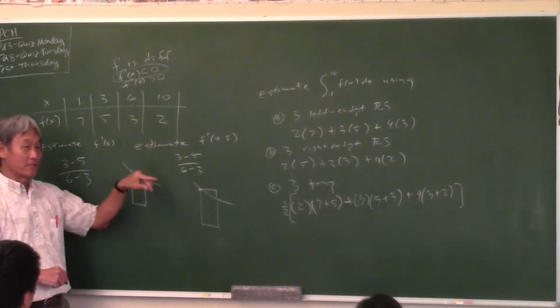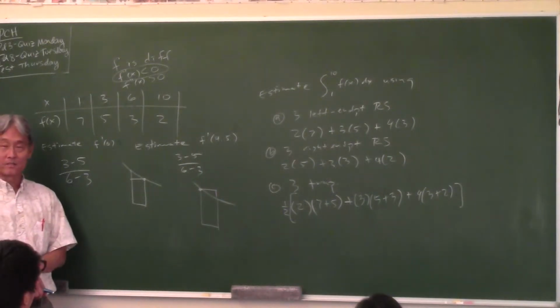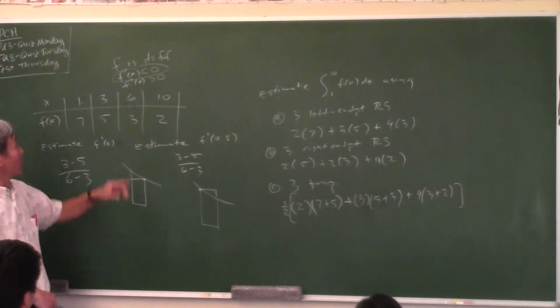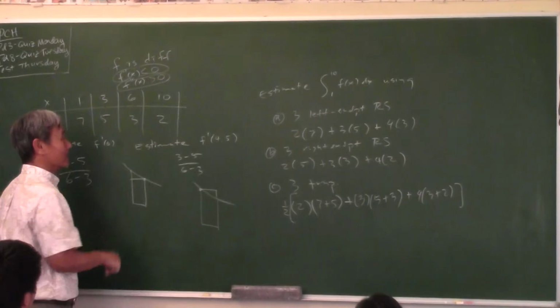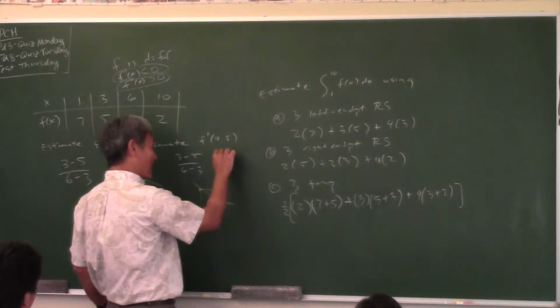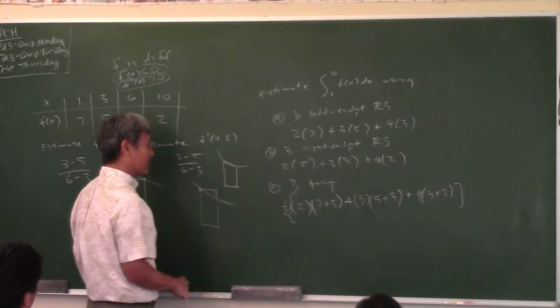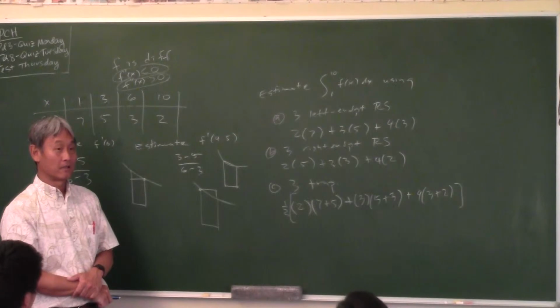And then what about part C? Over or underestimate? How do you tell for trapezoids? Concavity. Then you should be looking at that. If the second derivative is positive, that means the graph is concave up. So it's an overestimate. Why? Because it's concave up.